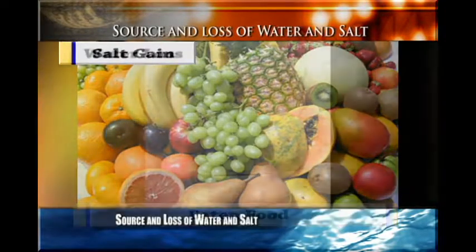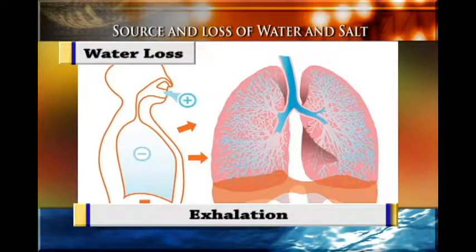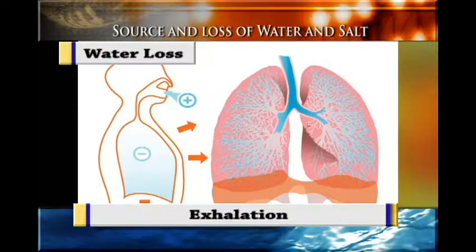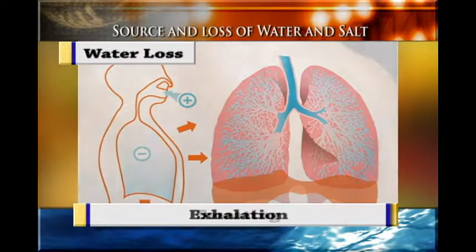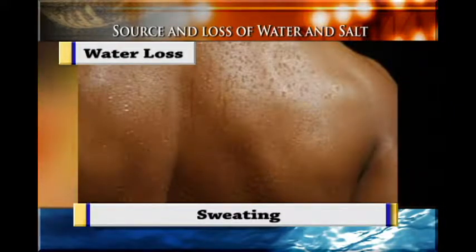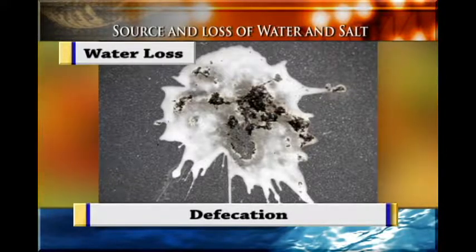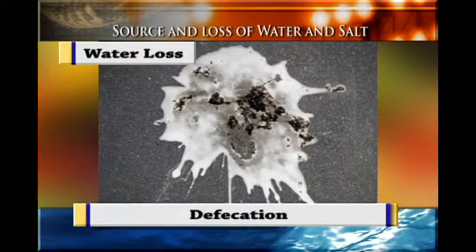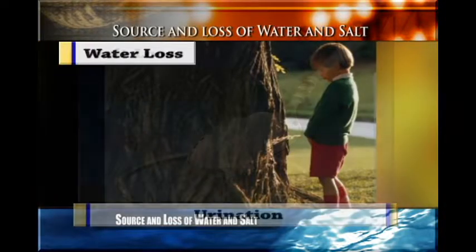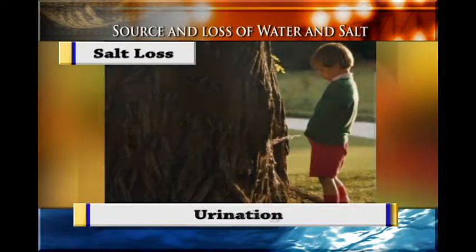Then how is water lost in the body? Water can be lost from the body by exhaling. If you breathe out, there is moisture that comes out, meaning that you are losing water. And if you sweat, your skin becomes wet. That is a sign that you are losing water from the body. Feces are semi-solid, meaning that there is water which is lost that way. In urine, a lot of water is lost. We can also lose salts from the body, in urine and sweat.